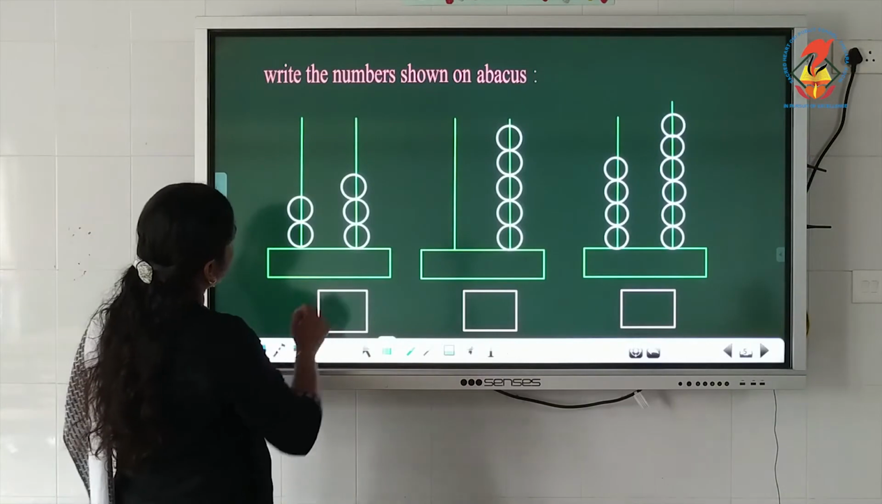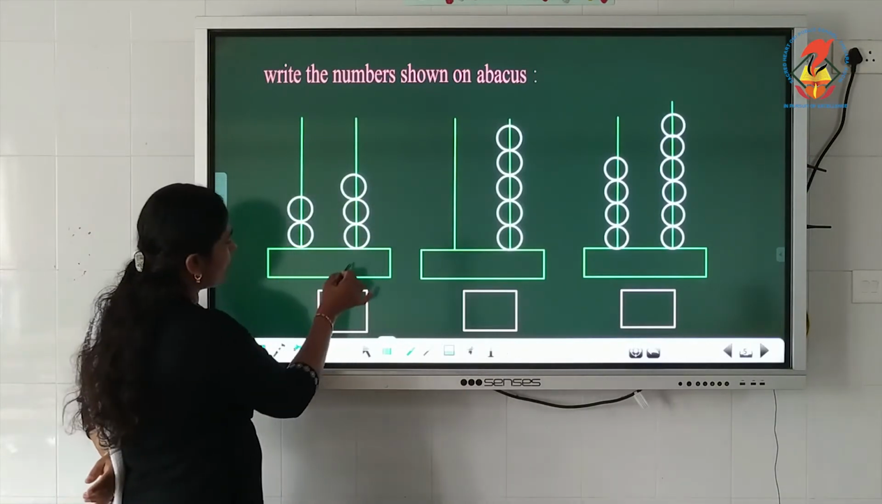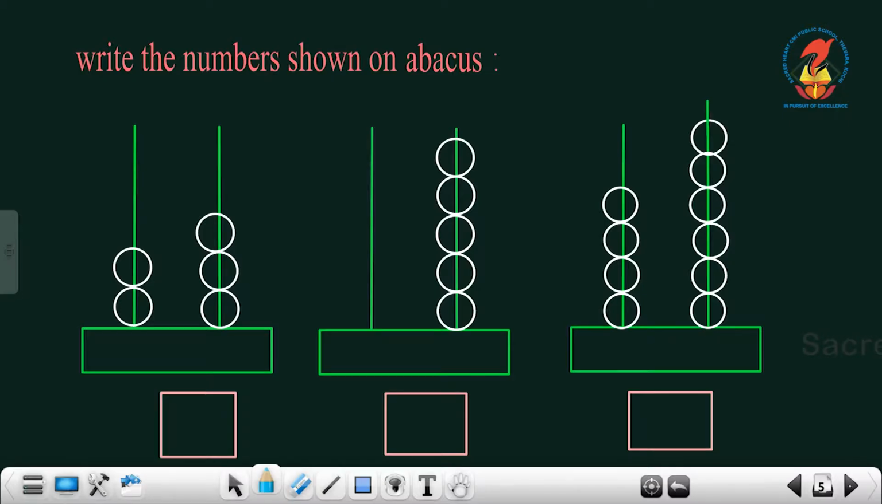Okay, so children, how we will mark? I told you which is the ones place. This is the ones place and this is the tens place. Now look children, how many beads are there on ones place? Let's count. 1, 2, 3. 3 beads are there on ones place. So we will write on ones place 3.